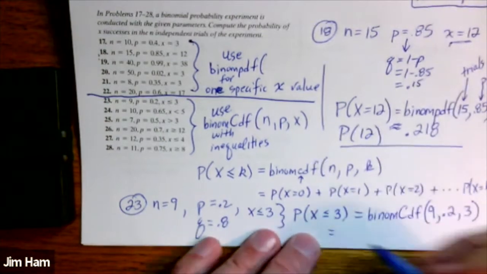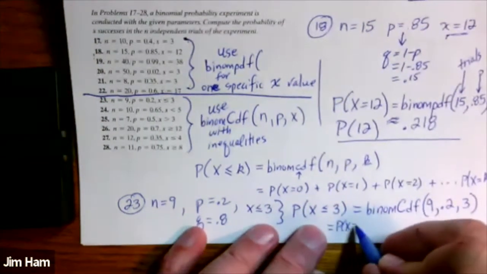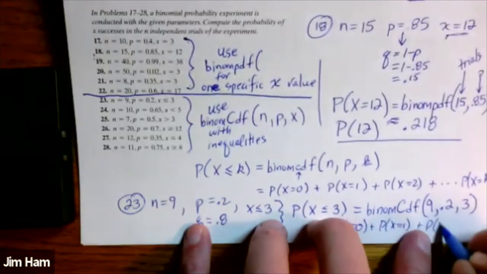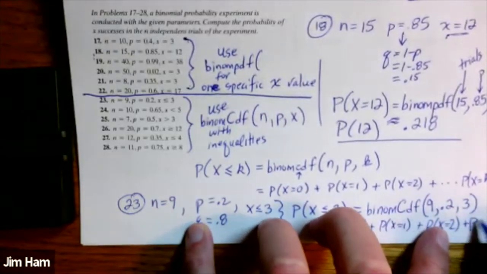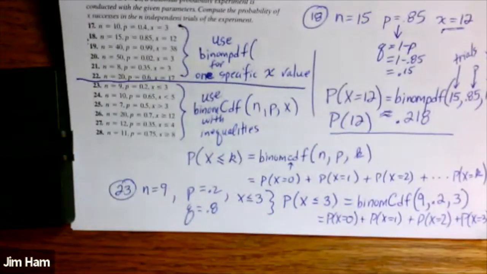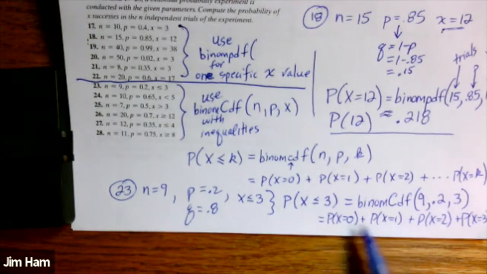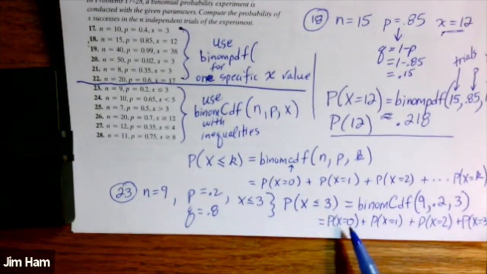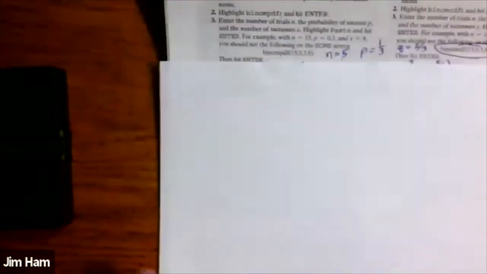What this really means is the probability that x equals 0, plus the probability that x is equal to 1, plus the probability that x is equal to 2, and finally plus the probability that x is equal to 3. It adds up a sum of probabilities at individual values. Since this is a discrete probability distribution, we're not going to have any x values between 0 and 1, or between 1 and 2, and so on. So less than or equal to 3 means here 0, 1, 2, and 3. You can calculate that with the calculator.